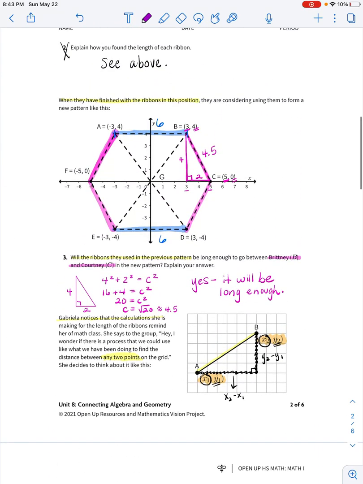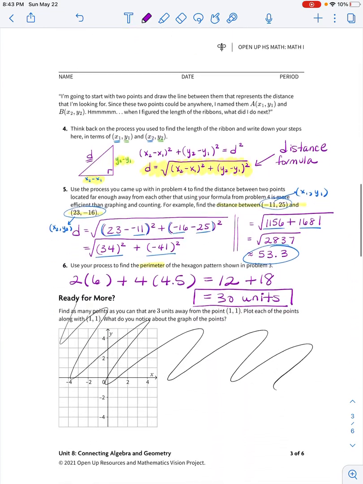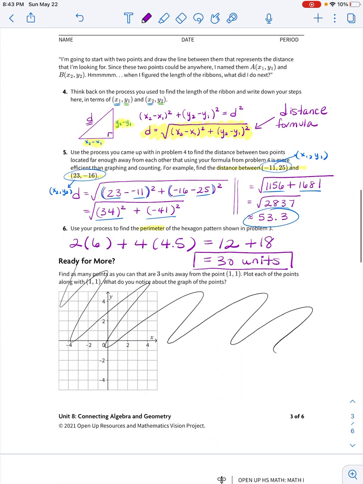Make sure that you have updated your notes. Your homework should be written on the board in the classroom. It's also on Canvas, but you're going to be practicing with the distance formula, and you're going to be practicing using Pythagorean theorem on the coordinate grid.